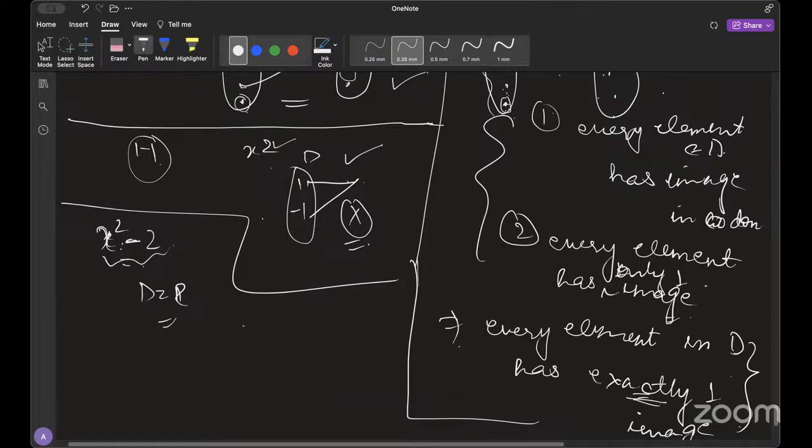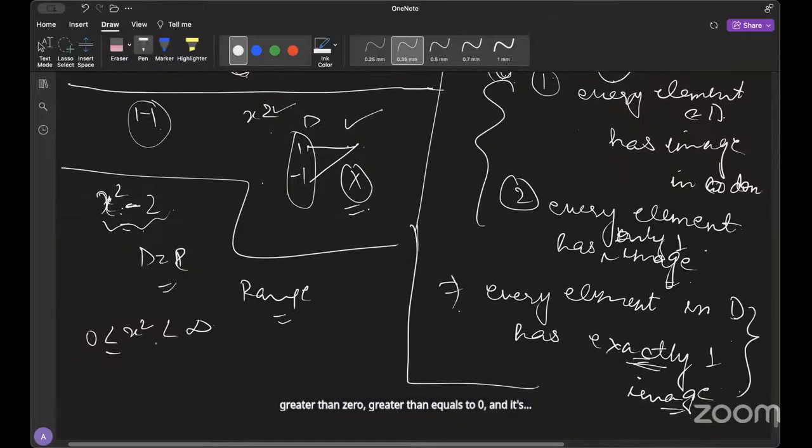And ma'am, about the range? If you're talking about range, then your x square is greater than or equal to 0, and it's less than infinity. If you do x square minus 2, you'll have this thing. So your range will be this thing.